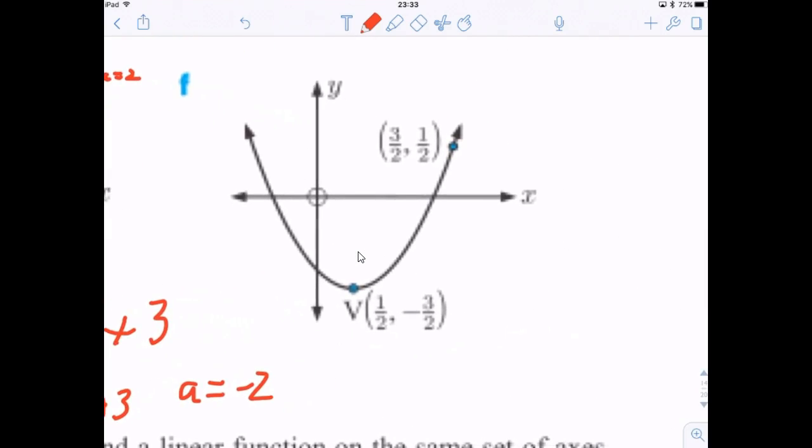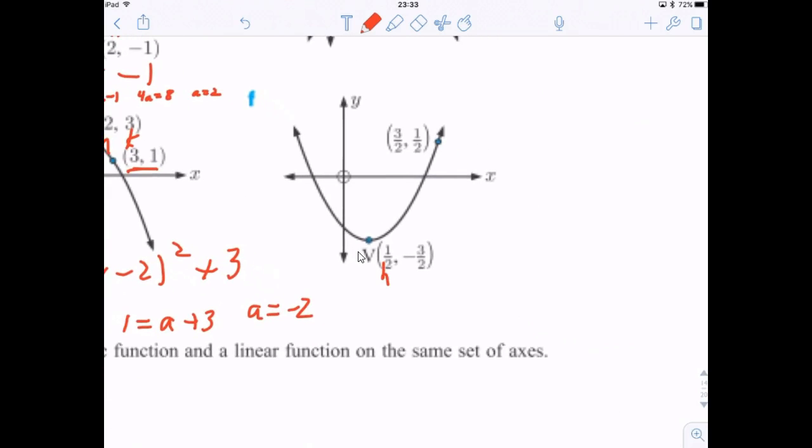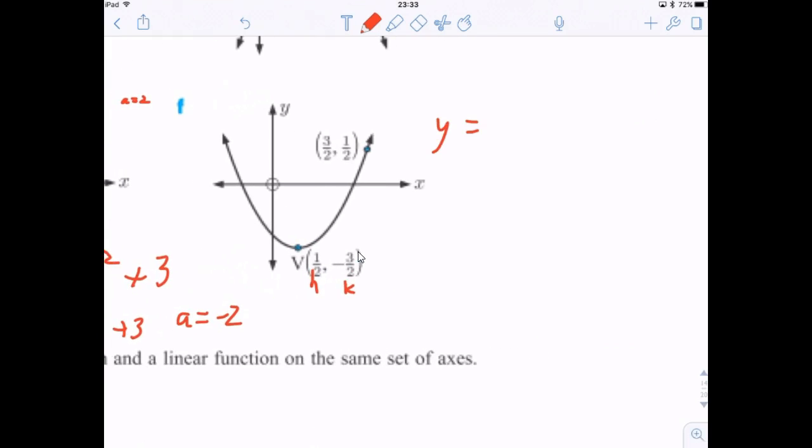Okay, for this one here, we have an h and k value of 1/2 and negative 3/2. So we're going to put those into our equation: x minus 1/2 quantity squared minus 3/2. Then we're going to take this given point here, which is x equals 3/2 and y equals 1/2, and see what value of a makes that true.